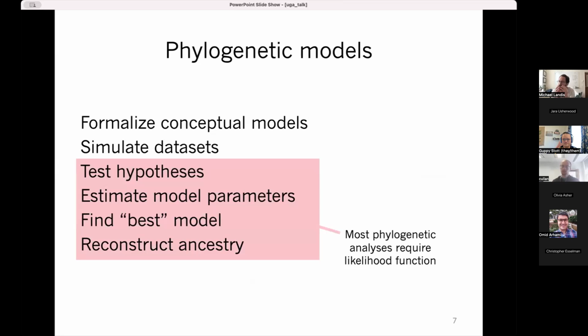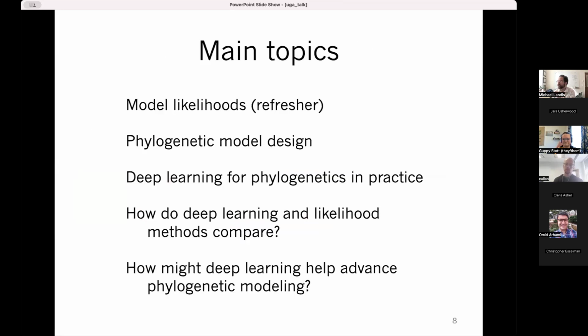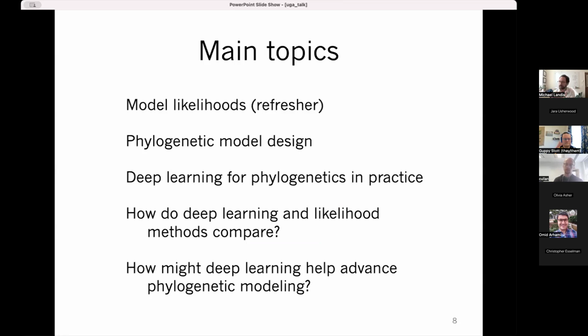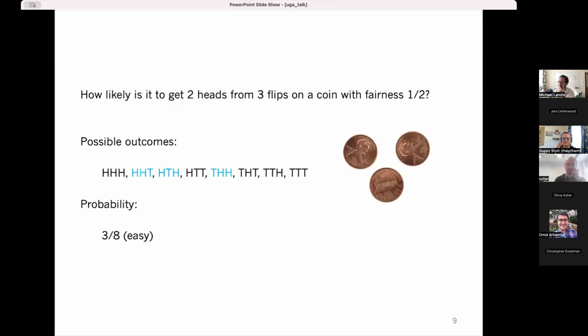Now, I mentioned that phylogenetic models are useful for many things, but the applications for these models, historically, often relied on having a likelihood function. Normally when I present this material, it's to biologists, but this is a bioinformatics department. So I'm going to abbreviate some of the ideas that concern likelihood. I'm just going to give a refresher for those who need it. And otherwise, I'll spend my time talking about phylogenetic modeling and alternative inference methods.